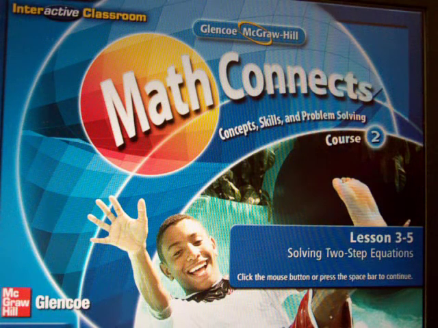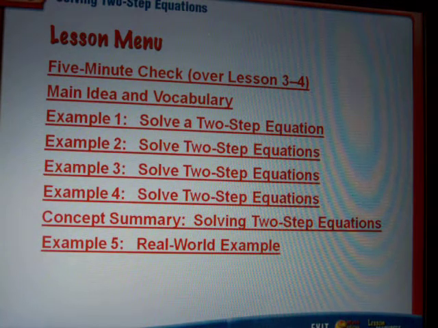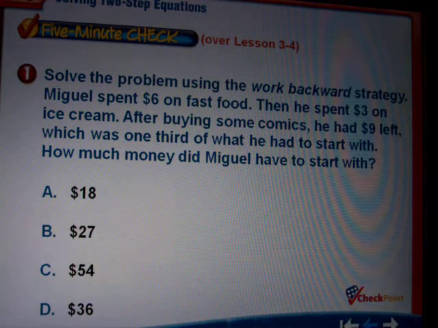This begins Chapter 3, Lesson 5, dealing with solving two-step equations. But before we get into that, let's see what you remember from Lesson 4. So you're going to solve this problem using the work backwards strategy.